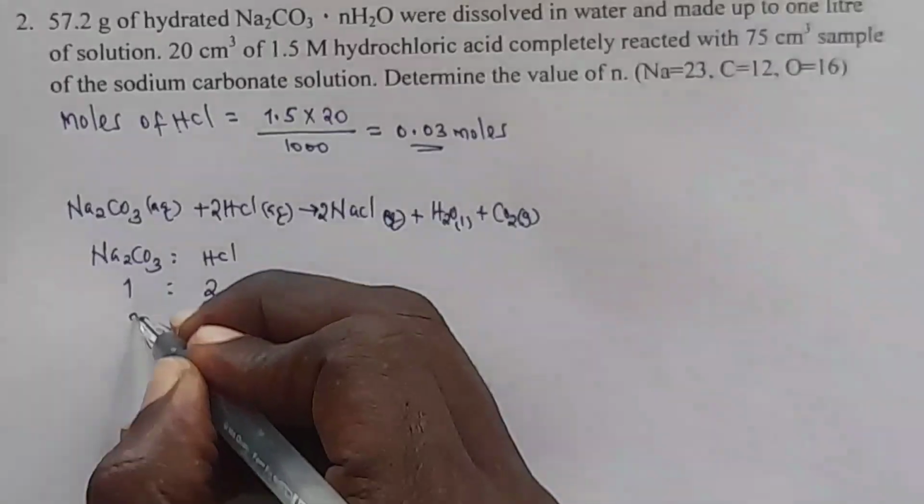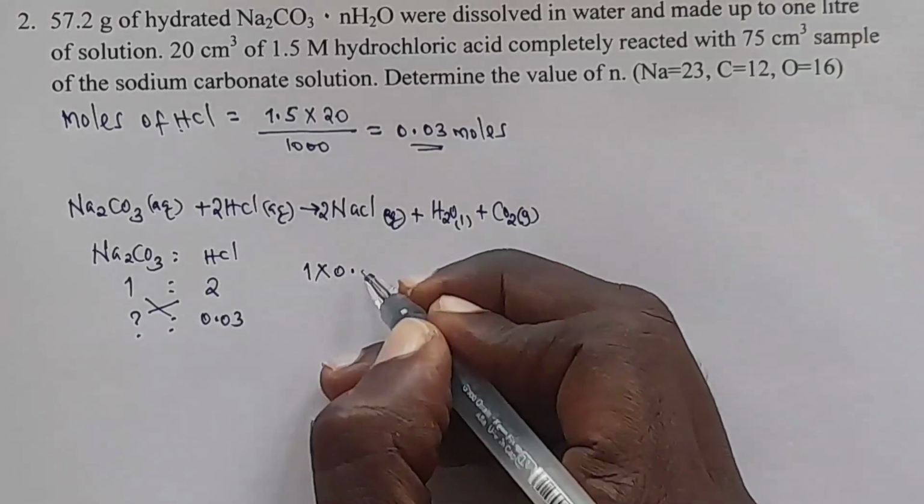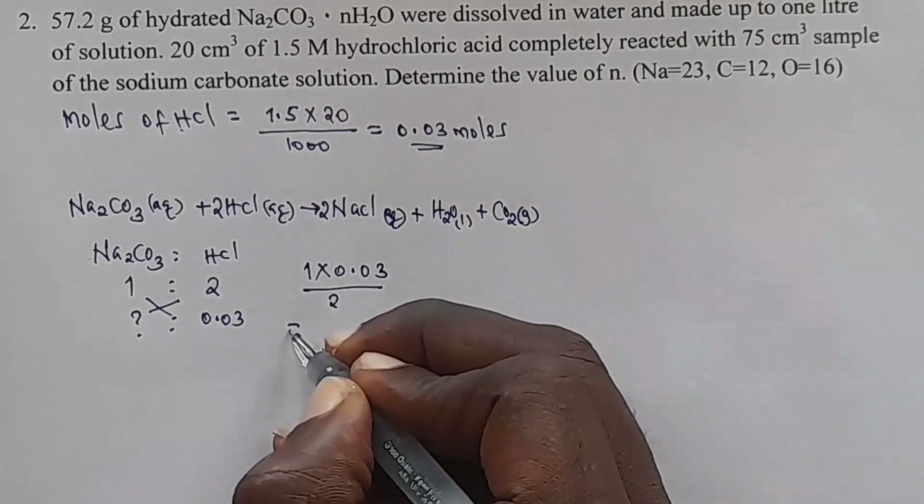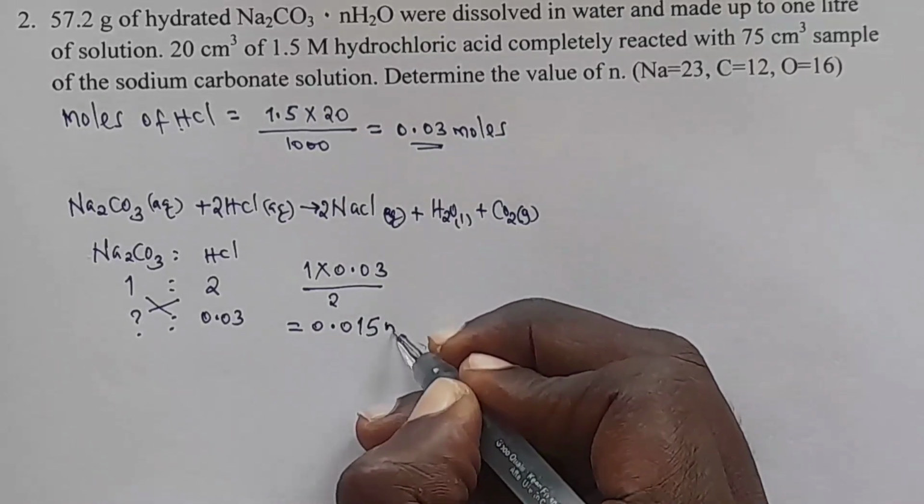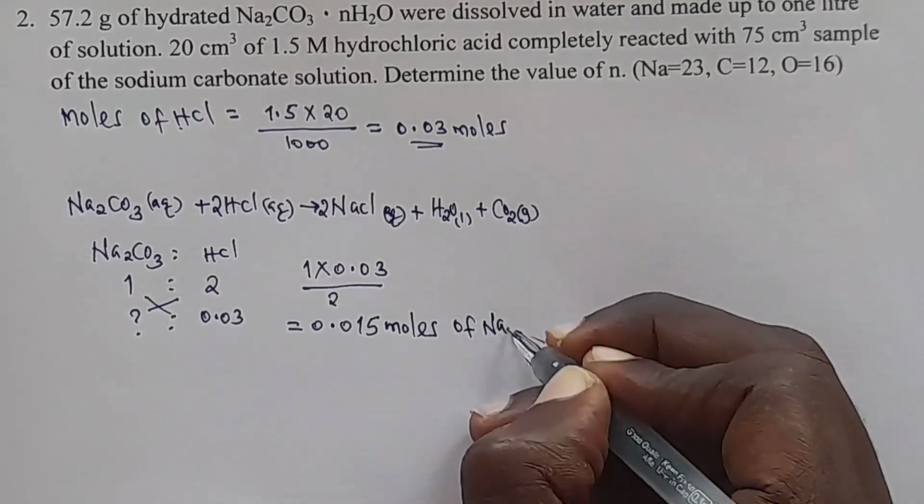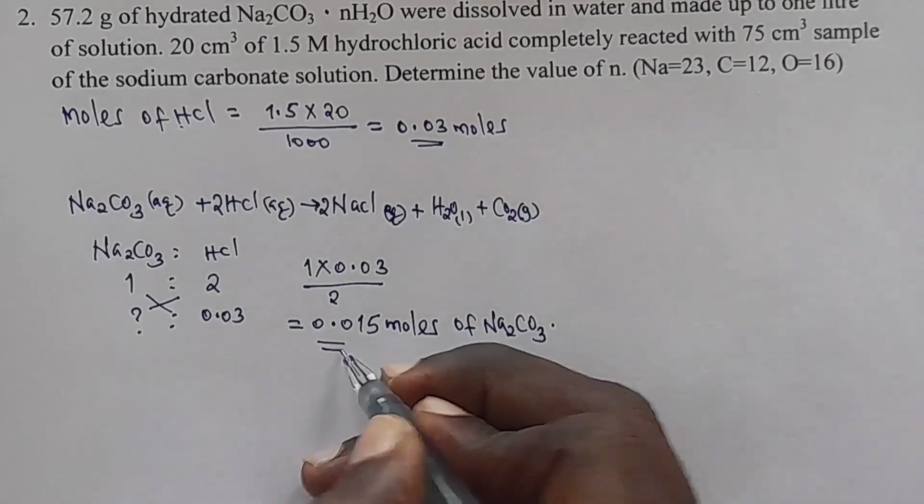So we have gotten the number of moles of hydrochloric acid here to be 0.03. So what about the number of moles of the sodium carbonate? So it will be 1 times 0.03. We cross multiply and we divide by 2. So here we are going to get 0.015 moles of sodium carbonate.